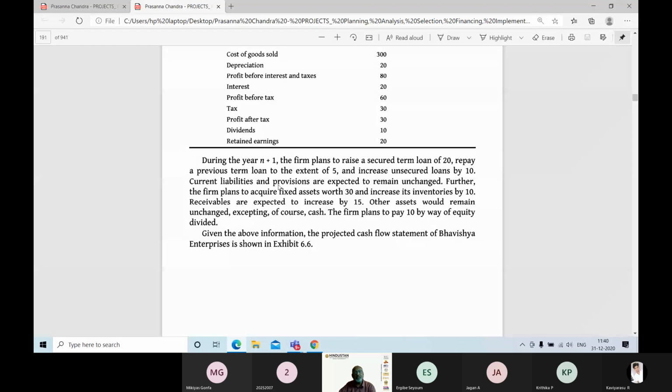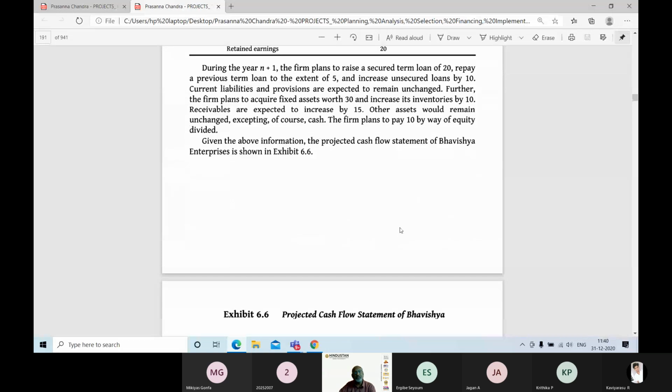So here current liabilities and provisions are expected to remain unchanged. The inventories and receivables are expected to increase by 15%, like that. Whatever you think may increase in certain stages. So the equity dividend also you have to be given, that they pay by way of equity dividend. The illustration: projected cash flow statement.